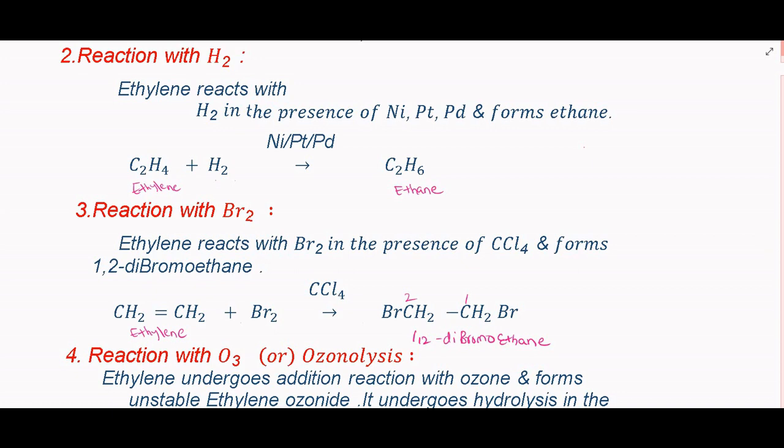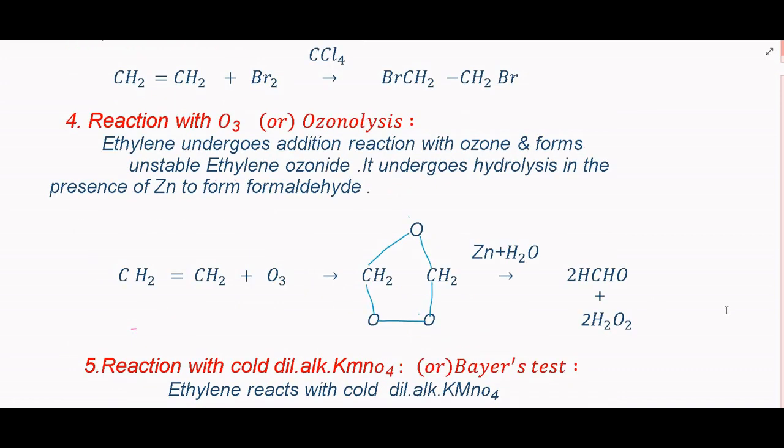What is the meaning of ozonolysis? Lysis means breakage of something using something. In this reaction, we are breaking the double bond with the help of ozone. That's why we call it ozonolysis. In ozonolysis, ethylene undergoes addition reaction with ozone and forms unstable ethylene ozonide.